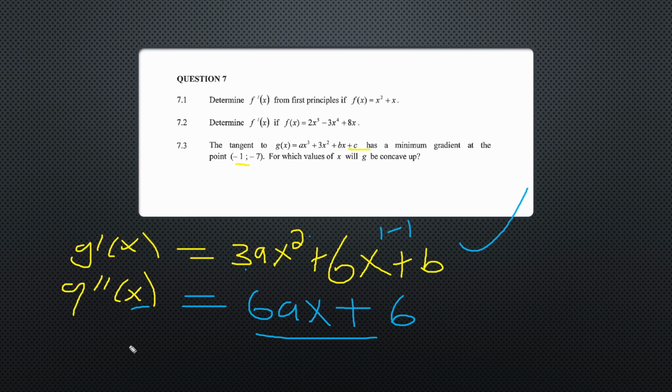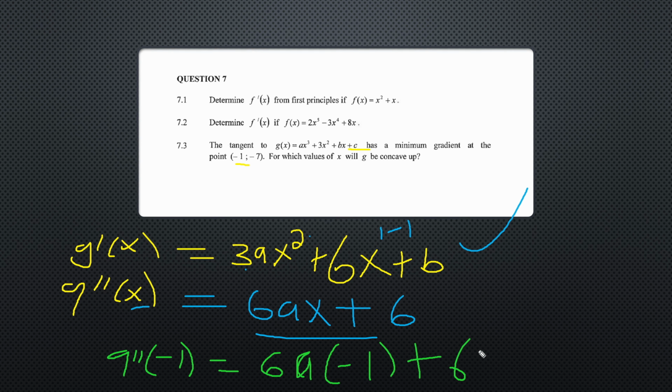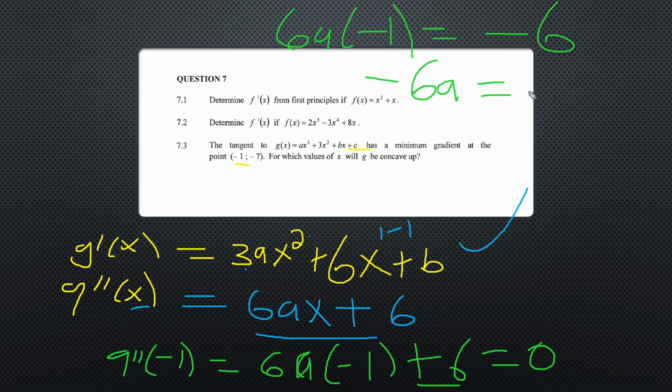So now you are going to say g double prime of -1 is equal to, you are substituting the -1, 6a times -1, plus 6 is equal to 0. Let me continue up here. So you have 6a times -1, and then let's take this to the other side, which is equal to -6, right? So this means that you have -6a, which is equal to -6. You divide this by -6, this by -6, this will be positive, this will be cancelled. So meaning that a is equal to 1.